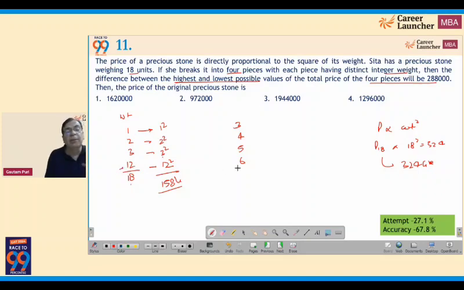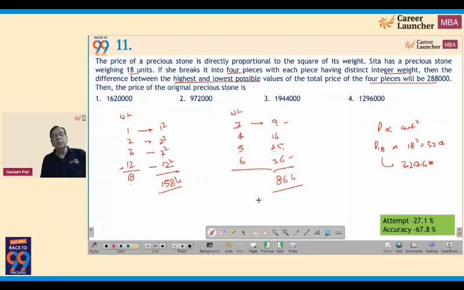So this is the highest number. Okay. In this case, the price will be proportional to the weights: 3 square is 9, 4 square is 16, 5 square is 25, 6 square is 36. How much does it become? 36 and 9, 45, 45, 50, 60, 70, 86.